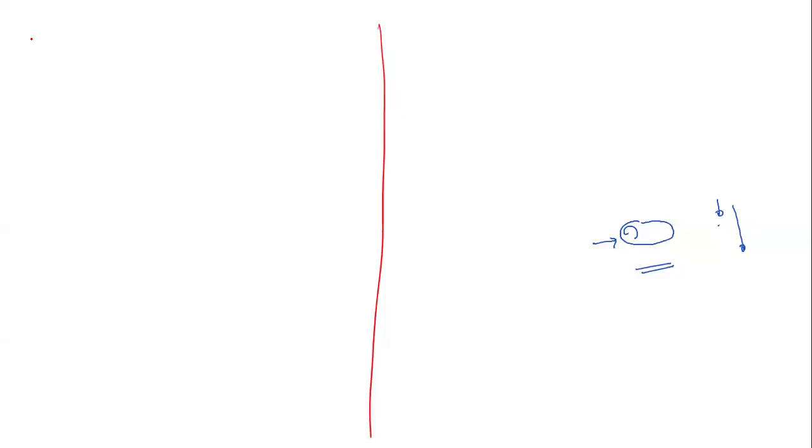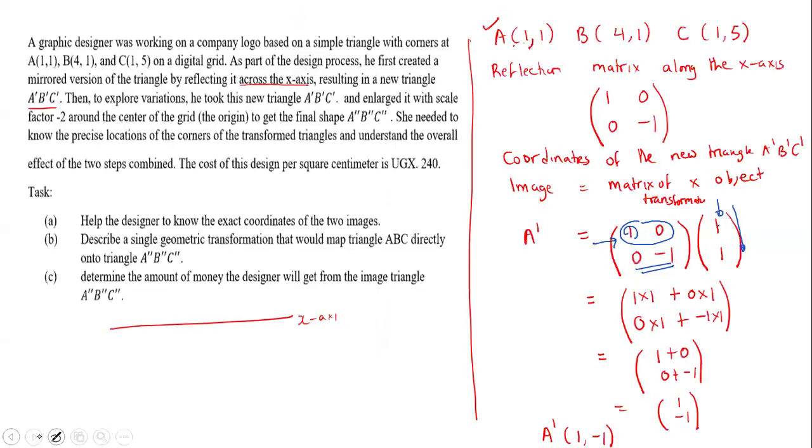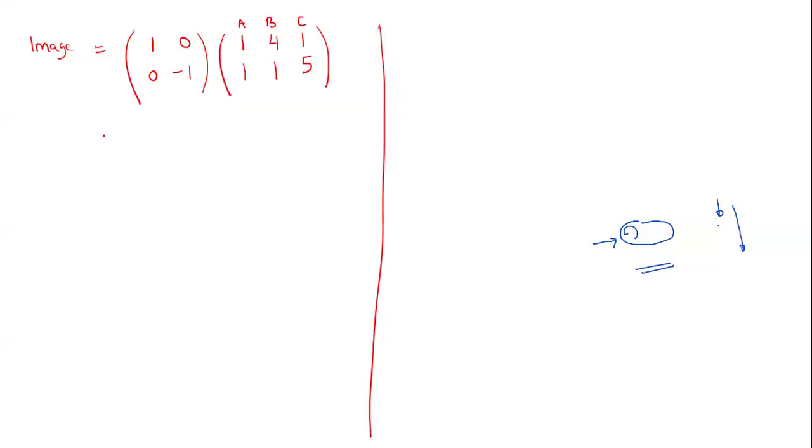So at once, still we shall say that the image will equal to my transformation matrix, which is (1, 0, 0, -1), then times the object. The first object was (1, 1), the next was (4, 1), and I think the last one was (1, 5). This is the object for A, this is B, and this is C. This is when you are doing it at once. There is no problem. Then you start multiplying very well. You say, I'm multiplying a row by a column. So this is going to be 1 times 1 plus 0 times 1.